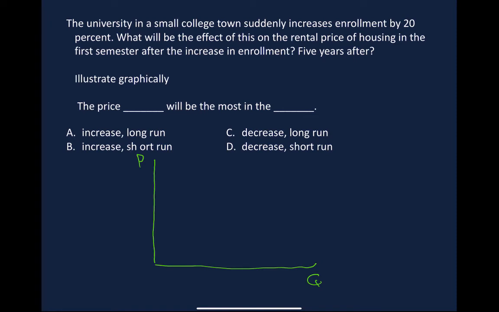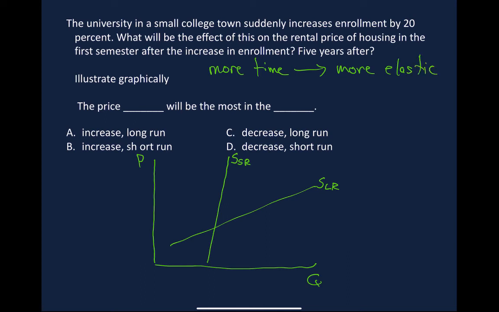So the supply in the short run is going to be relatively inelastic, and the supply in the long run is going to be relatively elastic. So for most goods, more time means more elastic. This is because more time gives suppliers more of an opportunity to respond to that price change.